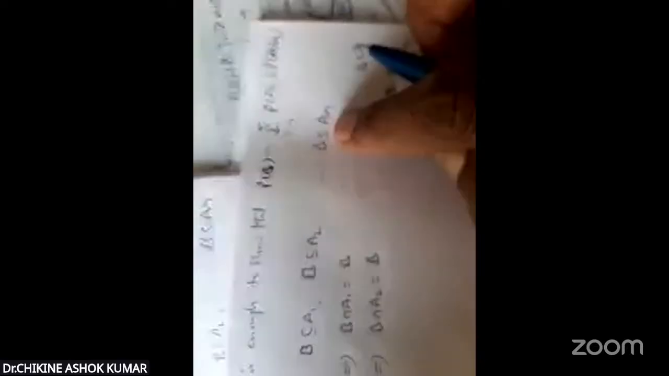What is B intersection A1? B is the smallest set, A is the big set, so the intersection is the smallest set. So B intersection A1 will become B. Similarly, B is a subset of A2, so B intersection A2 will again be B. Like that, if you take up to the nth event, B subset of An implies B intersection An is also equal to B. So add all this. B intersection A1 is B, B intersection A2 equals B, up to B intersection An also B. Therefore, I am writing B equal to B union B union B up to union B, n times.